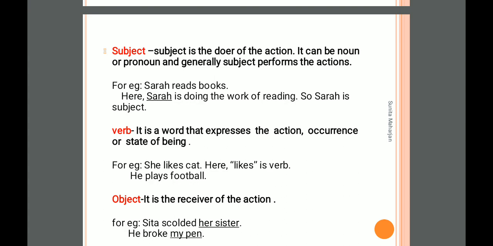At last, object is the receiver of action. Object is the noun or pronoun who receives the action of subject. For example, Sita scolded her sister. Here, her sister is an object because her sister is receiving scoldings from Sita. He broke my pen. My pen is an object. Remember, students, only a noun or pronoun can be an object.